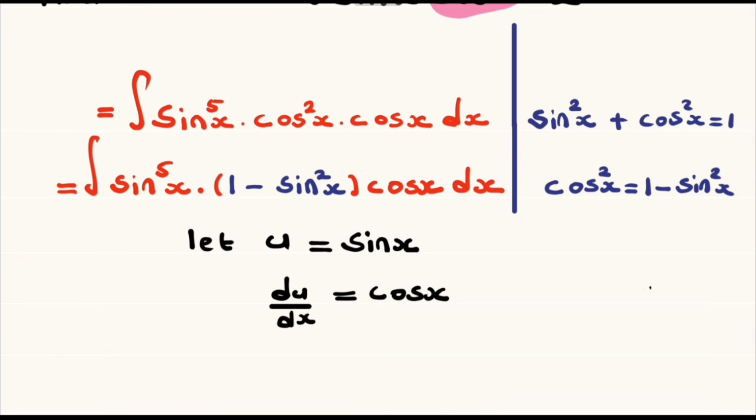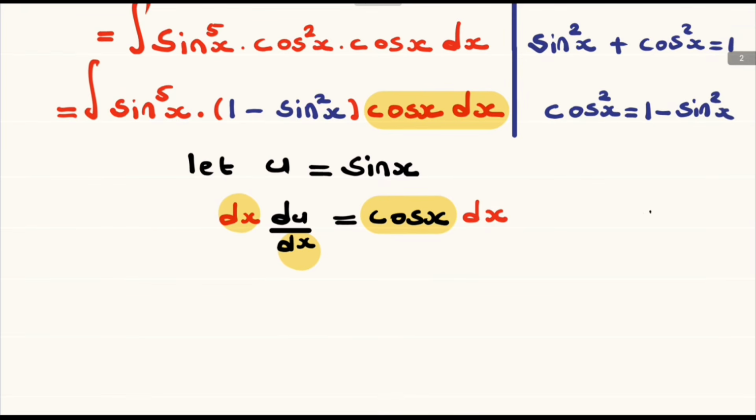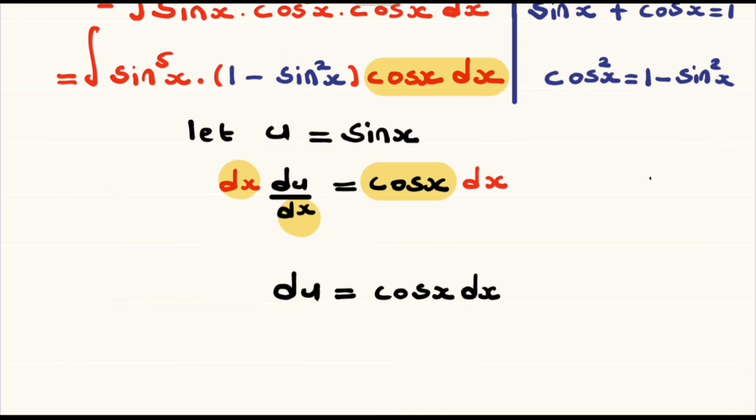We have cos x and dx there, so let's make this cos x dx the subject of the formula. So we multiply both sides by dx, and on the left the dx and the dx will cancel out, and our du will be equal to cos of x multiplied by dx. So we'll substitute the du in the place of that cos x dx.